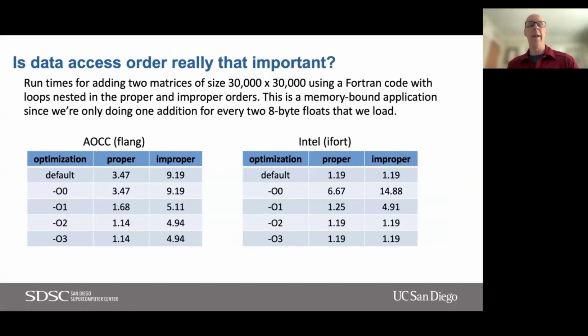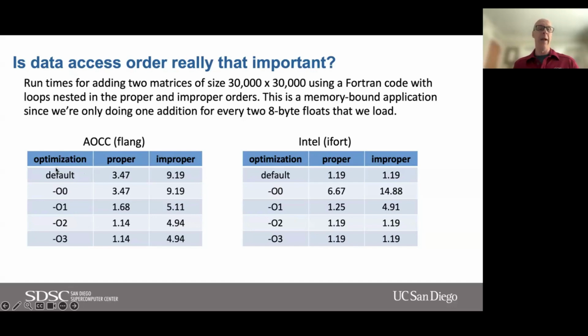Okay, so we're going to look at the impact of data access order. I'm looking here at the runtimes for adding two matrices of size 30,000 by 30,000 using a Fortran code with loops nested in the proper and in the improper orders. This is going to be a memory-bound application since we're only doing one addition for every two 8-byte floats that we load. We're going to contrast the behavior of the AMD optimizing compiler, the AOCC compiler or FLANG, and the Intel Fortran compiler or ifort.